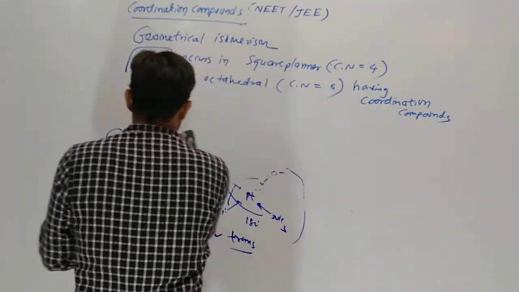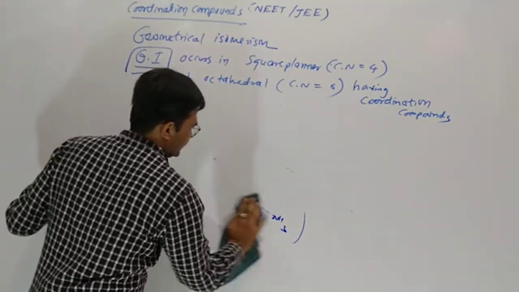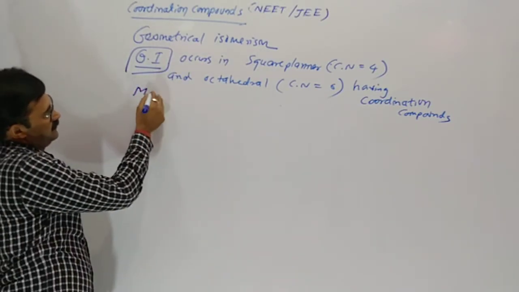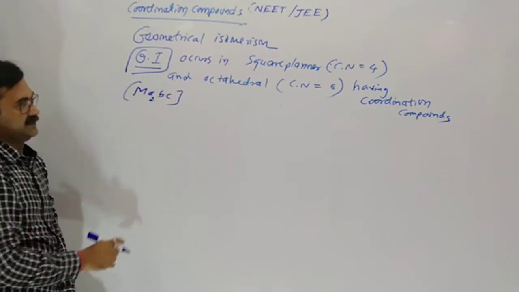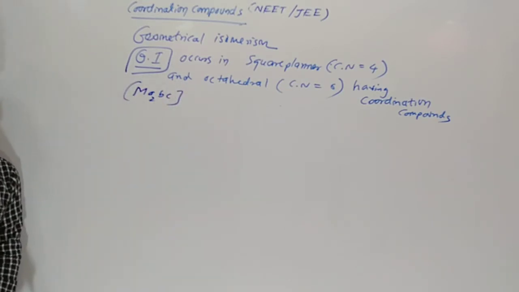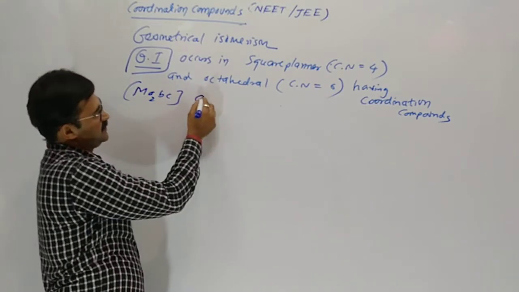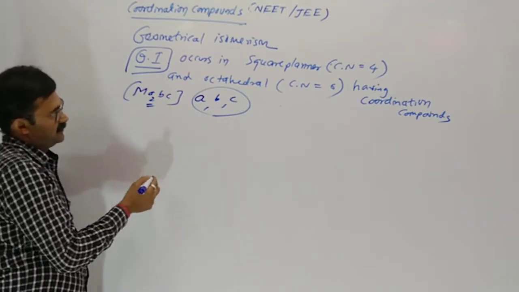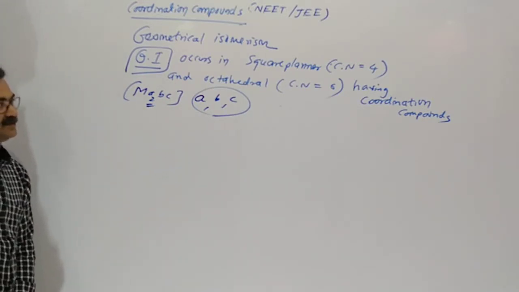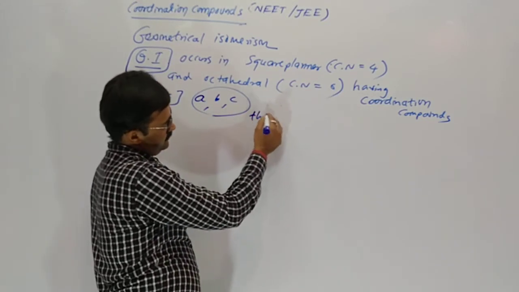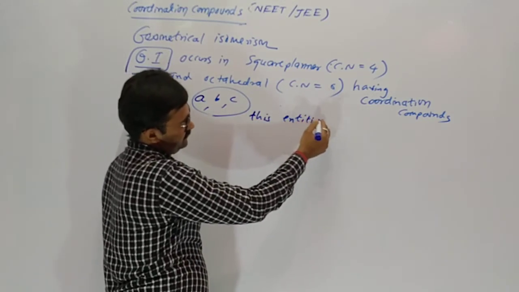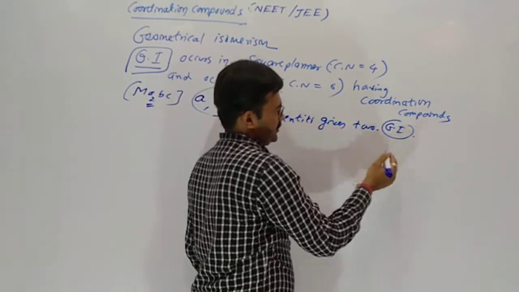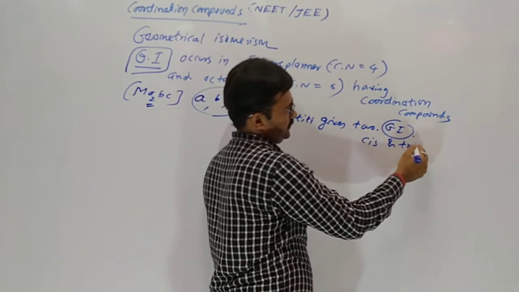Now in the type of MA2BC, where A is of type 2, B of type 1, and C of type 1, A, B, C are monodentate. Is it clear? With reference to A, we can decide that yes, this entity gives two geometrical isomers, cis and trans.